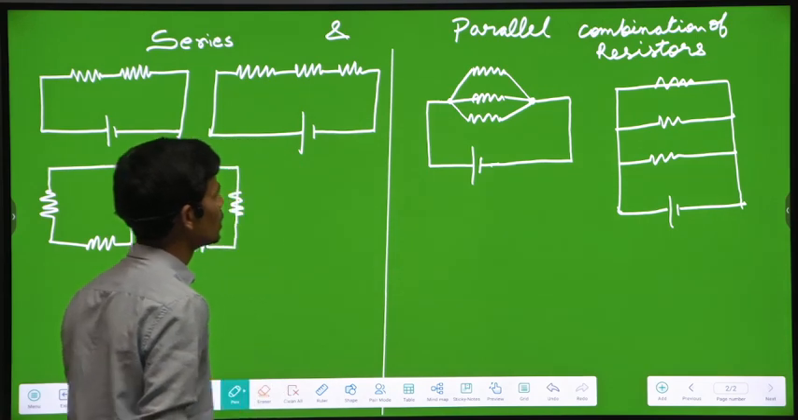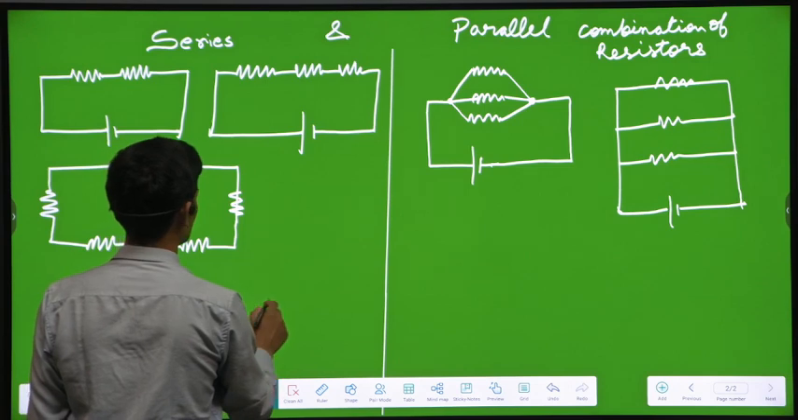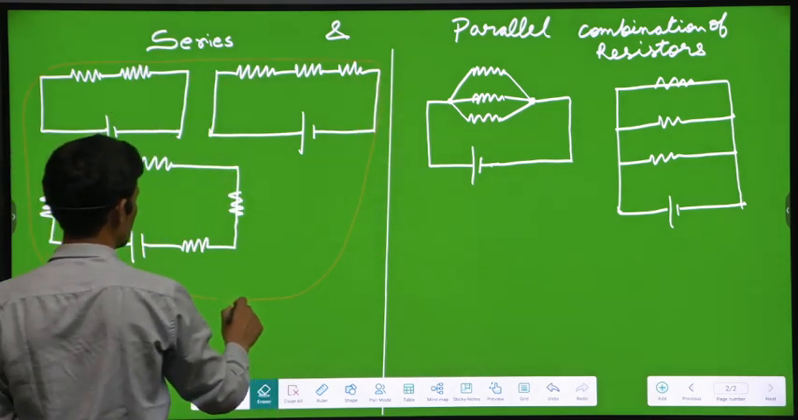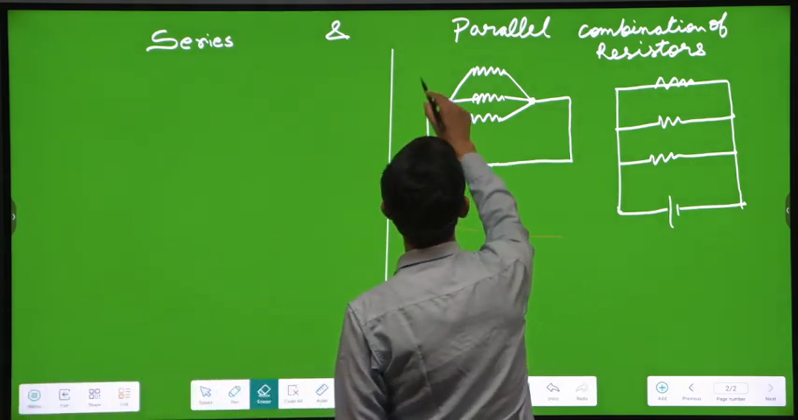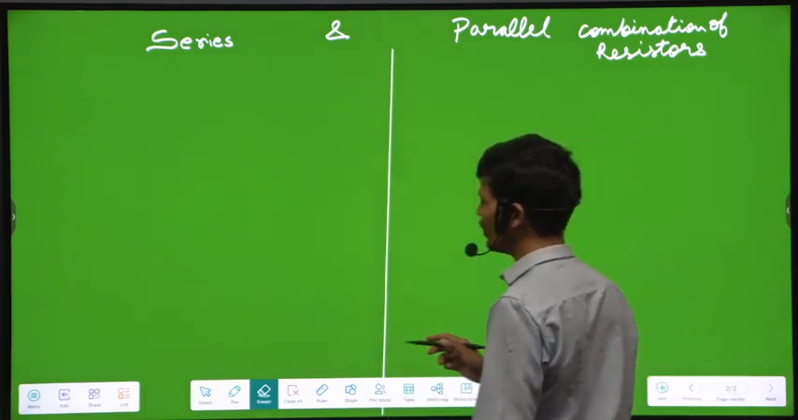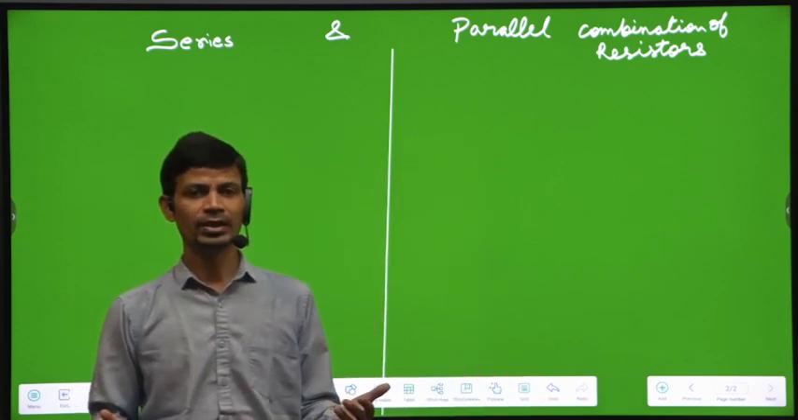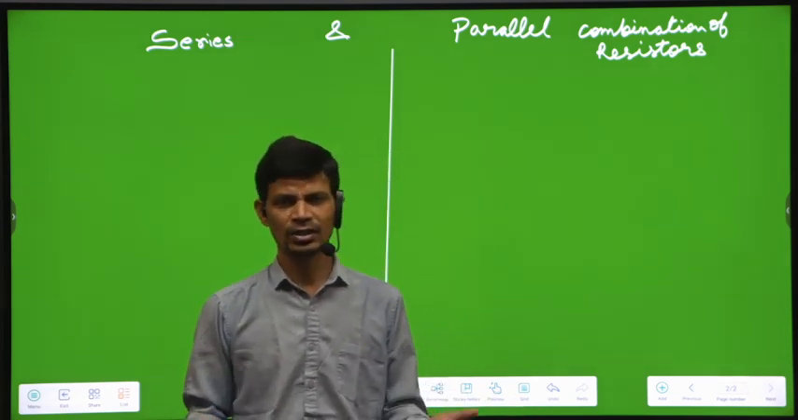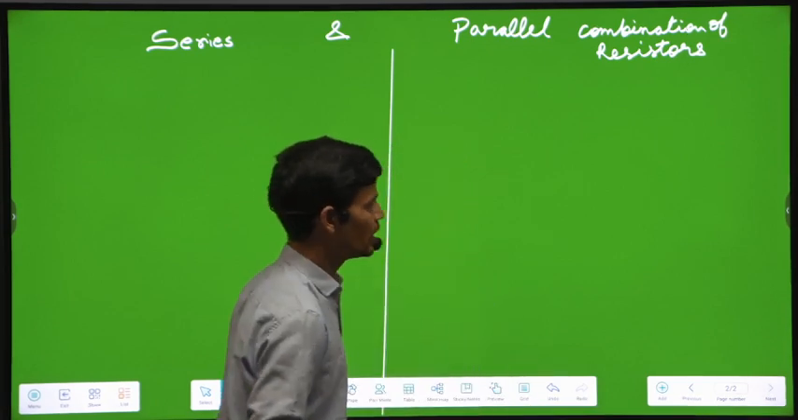But the question is, if there are these resistors arranged in series combination or parallel combination, how are we going to simplify the circuit? What will be the value of the net resistance? Will it always be the normal addition of all the resistances or not? So let's check it out.